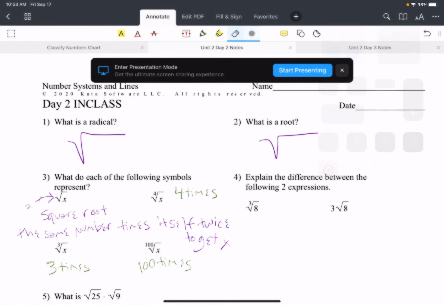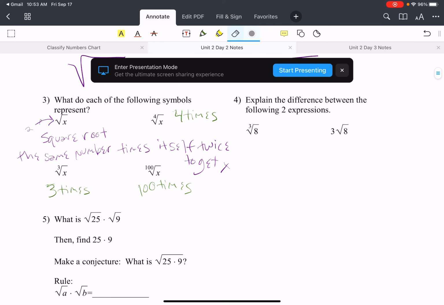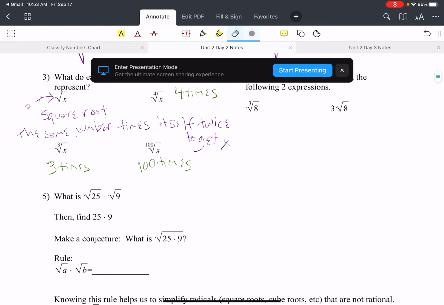Okay? We're going to come back and talk about number 4 later. Let's look at number 5, okay? So there's 2 ways to think about a question like this. I can find the square root of 25, which would be 5. That's the one I just did, okay?